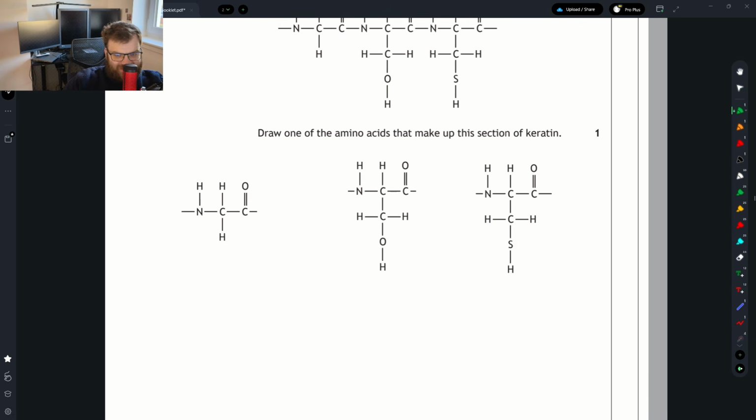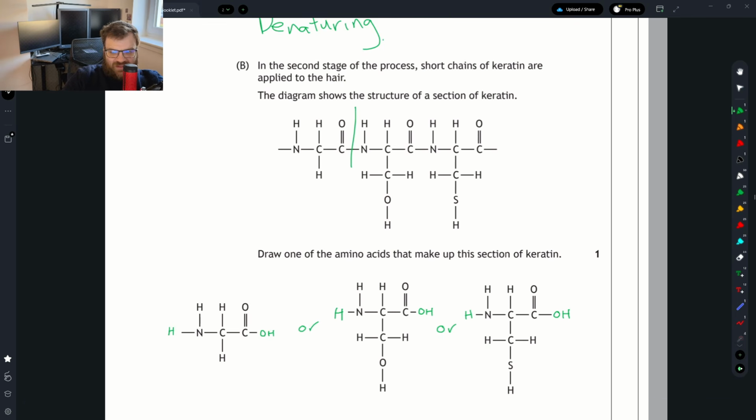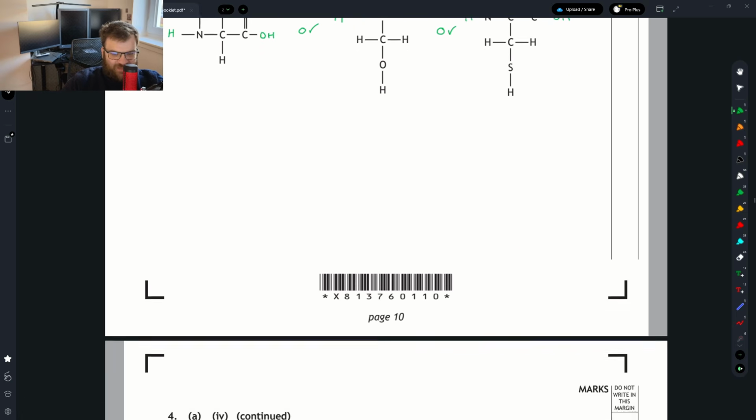Separating the amino acids in a protein is a hydrolysis reaction. This is where we use the parts from water to reform our amino acids. It needs an amine or an amino group and a carboxyl group, like so. And any of those 3 would be your correct answer to pick up the mark. So find the link, split the link, and then reform the amino acid to get your mark.